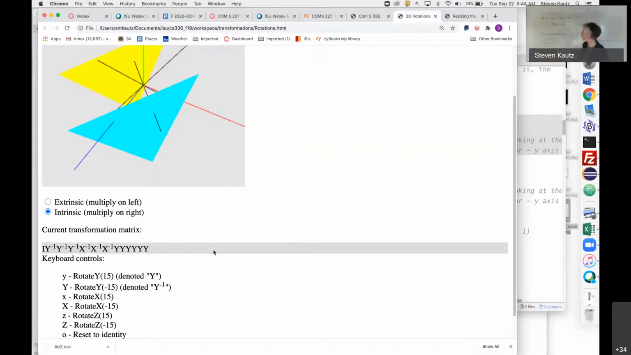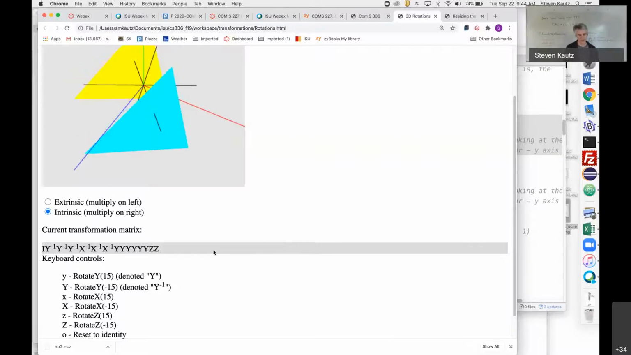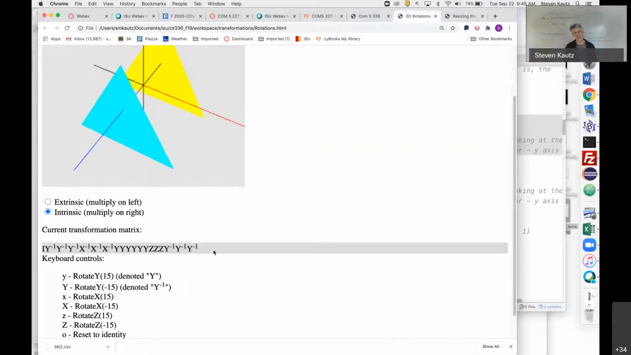So then we would follow that with a 45 degree Z rotation. And 45 degrees is 3 times 15, so I press the Z key 3 times. And now it should be just a matter of doing a negative 45 degree Y rotation. This is promising because notice I've got the Y axis aligned. Capital Y is a clockwise rotation. So 3 of those, and we're back where we started.